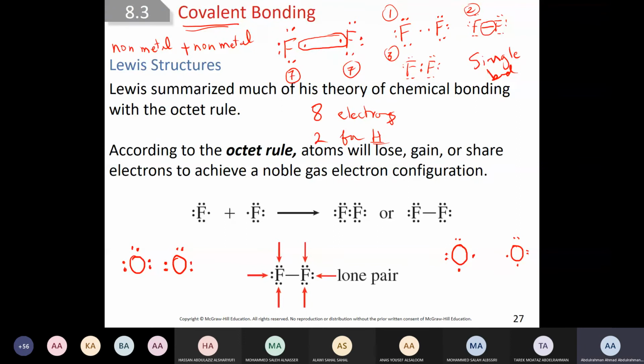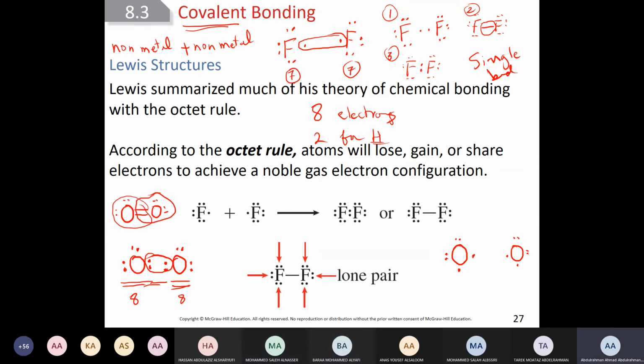Now, how many electrons around this oxygen? 8. And around this oxygen when they share? 8. Why? Because they share like this. So how can we draw them? Double bonding. Two lines. And now, how many electrons around this oxygen? 8. And this one, 8.